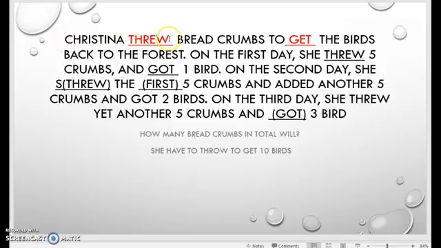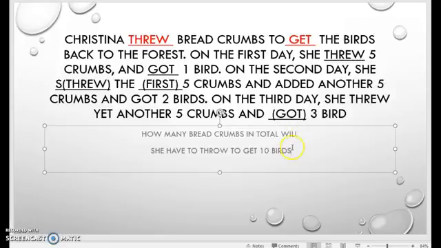Basically, I took attracted and scattered, and I put in through and get. So the new problem sounds like this: Christina threw breadcrumbs to get the birds back to the forest. On the first day, she threw breadcrumbs and got 1 bird. On the second day, she threw the first 5 crumbs and added another 5 crumbs and got 2 birds. On the third day, she threw yet another 5 crumbs and got 3 birds. How many breadcrumbs in total will she have to throw to get 10 birds? It looks like I have to fix that one too.